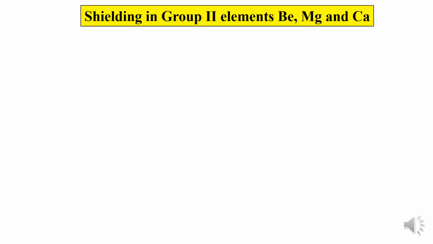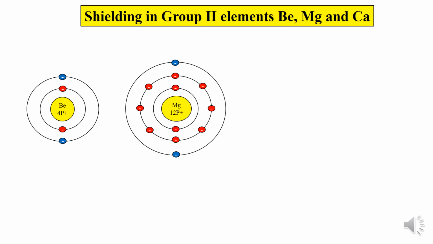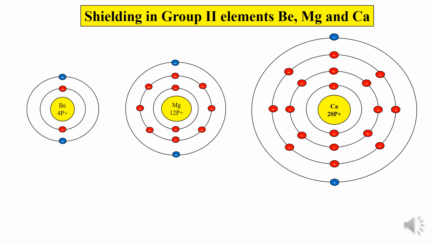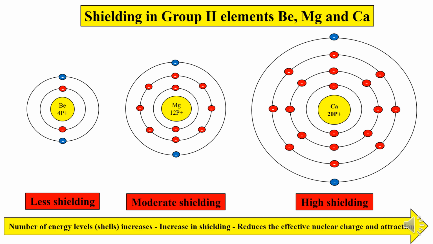Now let me explain the shielding in case of group 2 elements beryllium, magnesium and calcium. In case of beryllium, there are 2 core electrons present in the first shell. In case of magnesium, there are 10 core electrons present, while in case of calcium, there are a total of 18 core electrons. So therefore, there is less shielding in case of beryllium, moderate shielding in case of magnesium, and high shielding in case of calcium atom.